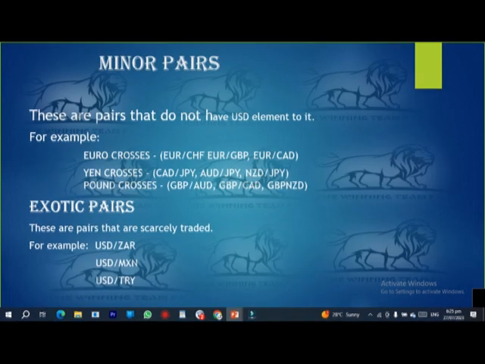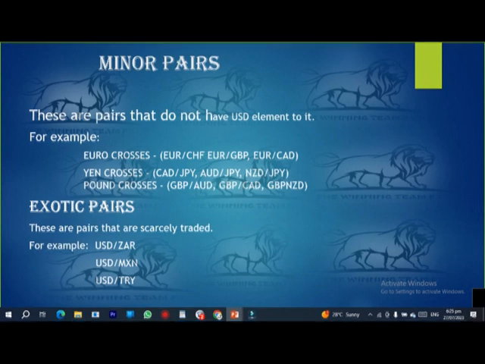Okay, so the minor pairs. These are pairs that do not have a USD element in them. So all the other pairs are the minor pairs. For example, we have the Euro crosses: the Euro CHF, the Euro GBP, the Euro CAD. Another example is the Yen crosses, that is the JPY crosses: CAD JPY, AUD JPY, NZD JPY. And then we have the Pound crosses: GBP AUD, GBP CAD, GBP NZD.